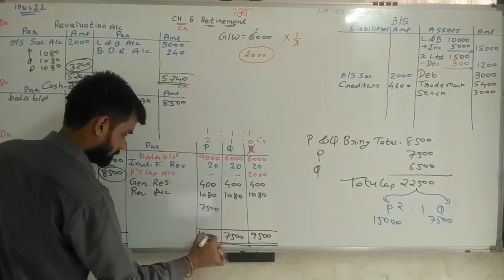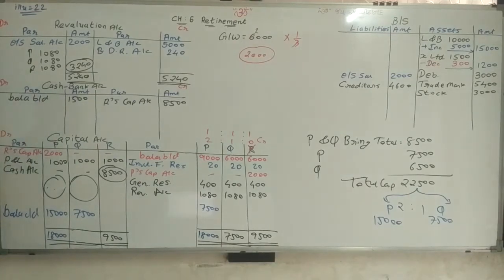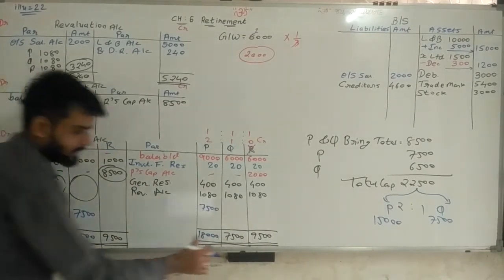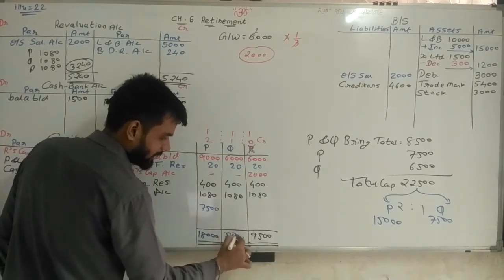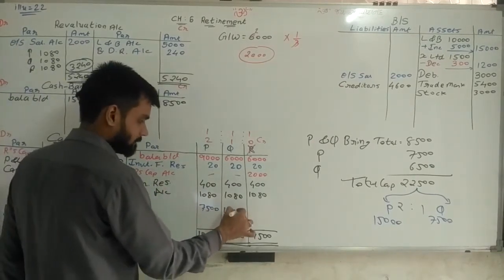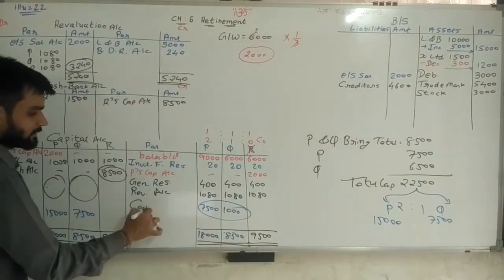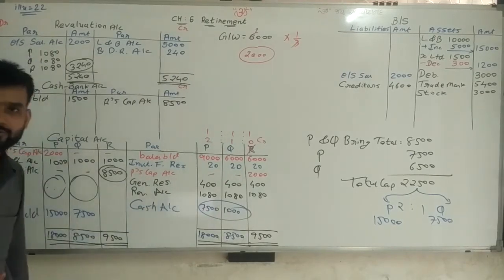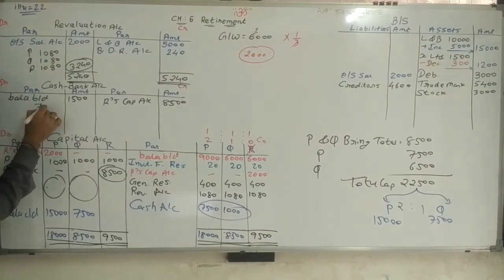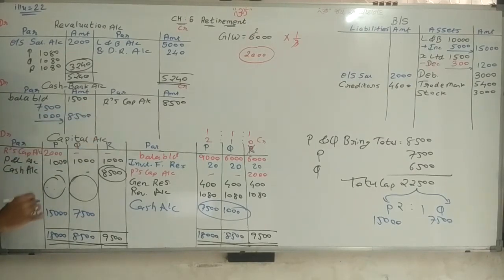And we have to write 18,000 here. Same way, if we are making total of this 8,500, here answer is 7,500. So 8,500 is a big value. I have to write here 8,500. From it 7,500 is deducted, 1,000 is the answer. Against this, I have to write cash account. Transfer it to cash account. 7,500, 1,000, total 8,500. Name is P and Q's capital.